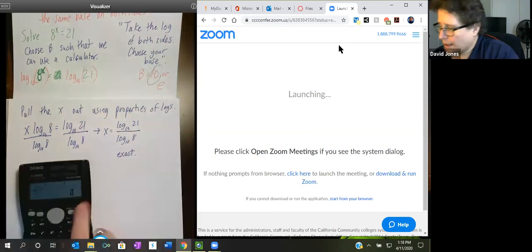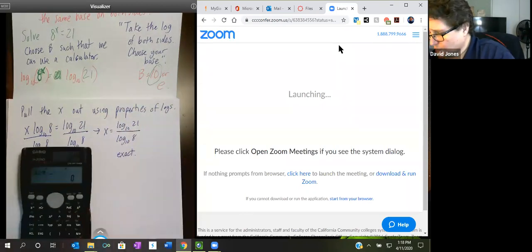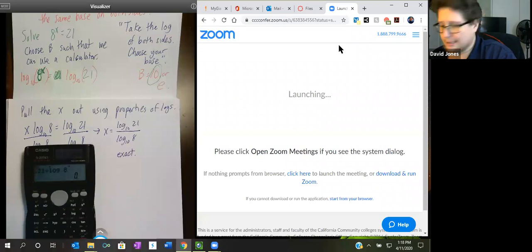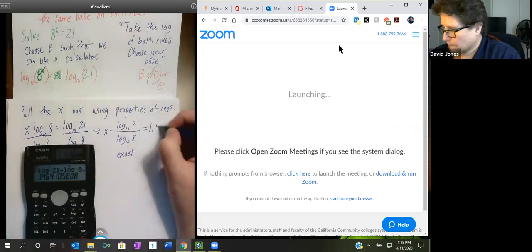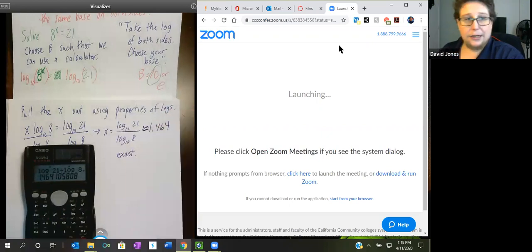Or we can get an approximation using a calculator. Log of 21 divided by log of 8. Remember the log when no base is assigned is 10. And I get 1.464. And that's approximate. There's a little bit more. It's an approximation.